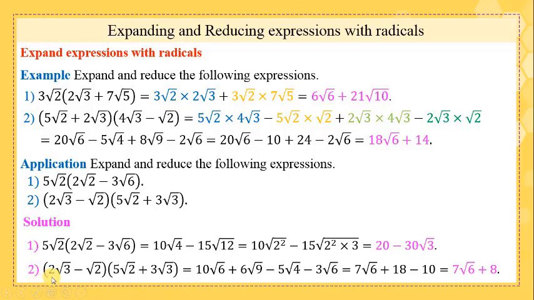Number 2, 2 radical 3 minus radical 2 into 5 radical 2 plus 3 radical 3. Similarly to the previous example, we multiply first by first, first by second, and so on. We get first by first 10 radical 6, plus first by second 6 radical 9, second by first minus 5 radical 4, and second by second minus 3 radical 6. So this is equal to 7 radical 6 plus 18 minus 10. The final answer equals 7 radical 6 plus 8.